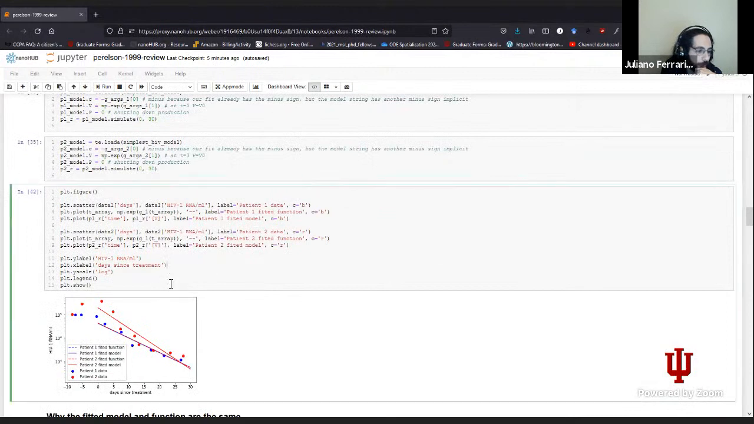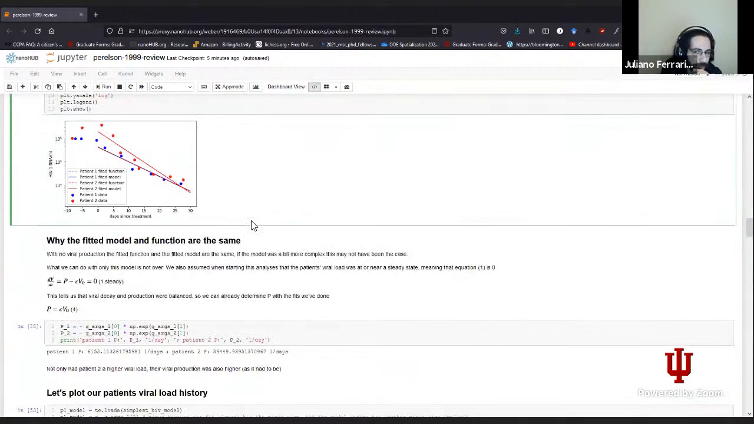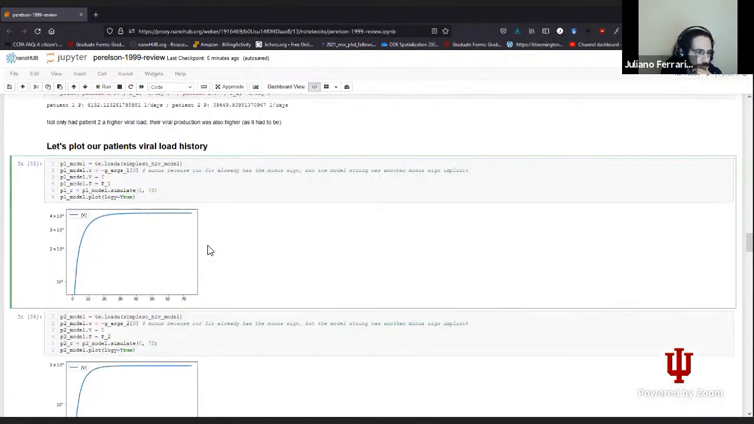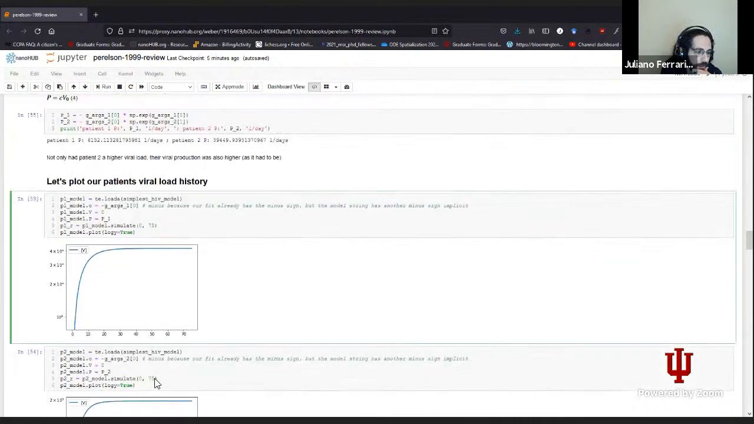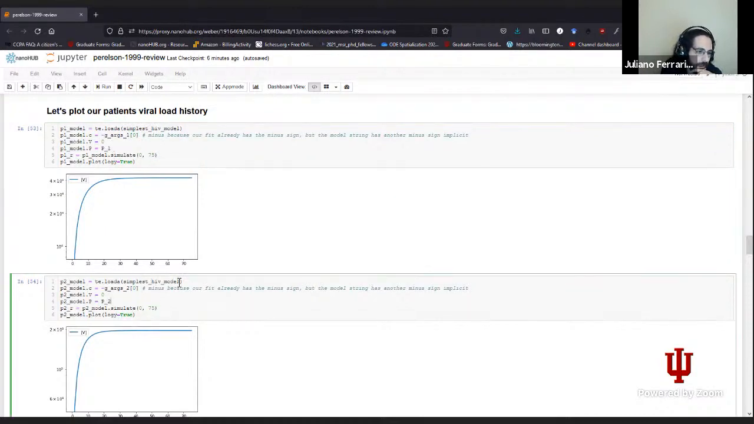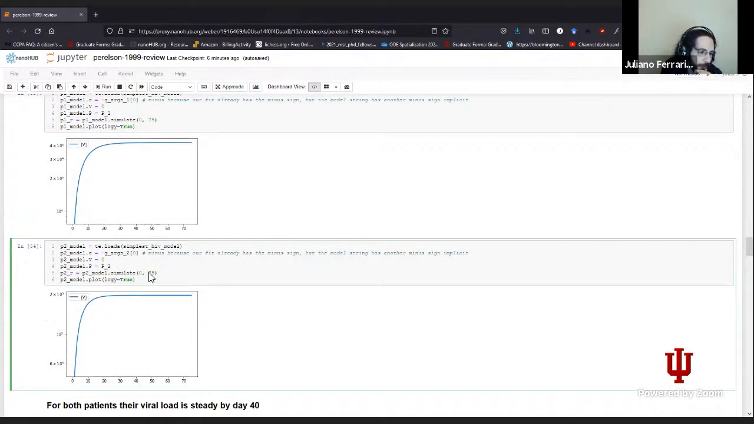Here I'm plotting both the fitted function and the fitted model, and we can see that they are exactly the same. And then what I did, just for fun, was to see how long it took the patients to get to the steady state, assuming that the model was 100% right. So I loaded up the model and the parameters that we fitted, set the viral load to zero, and they got to the steady state in under 40 days using this very simple model.